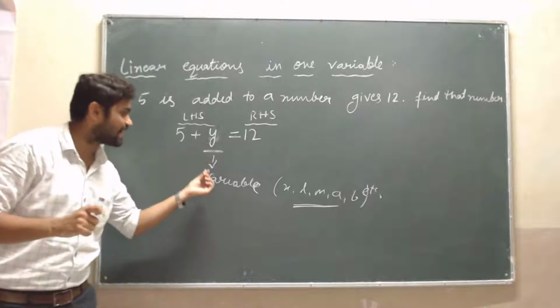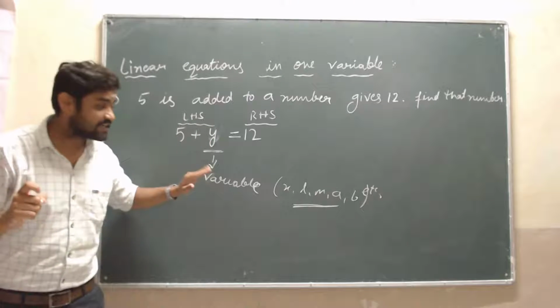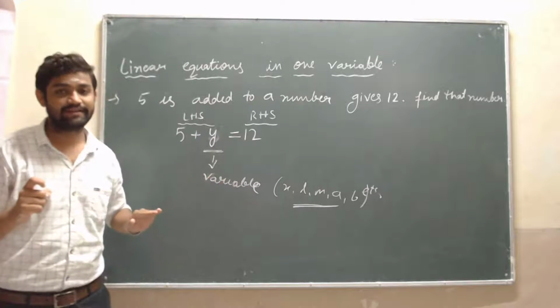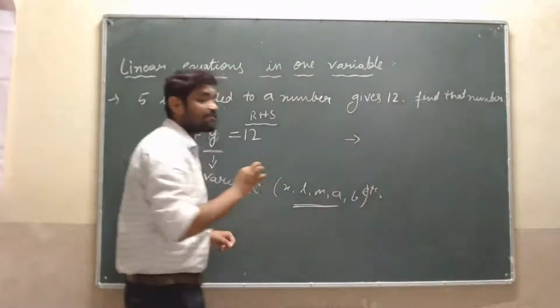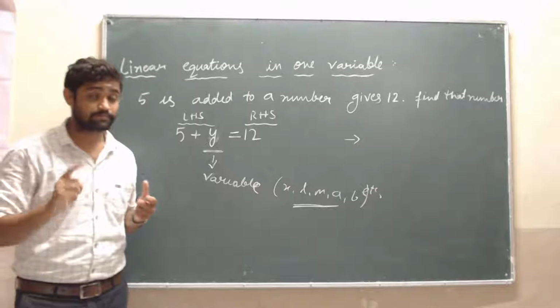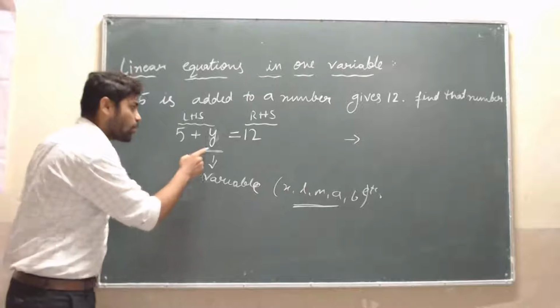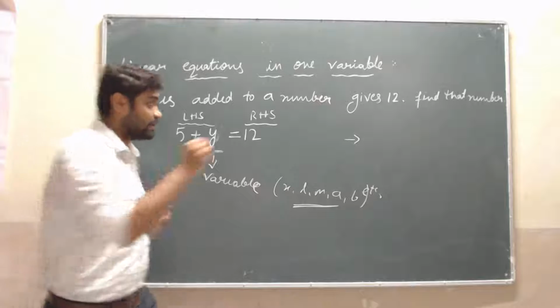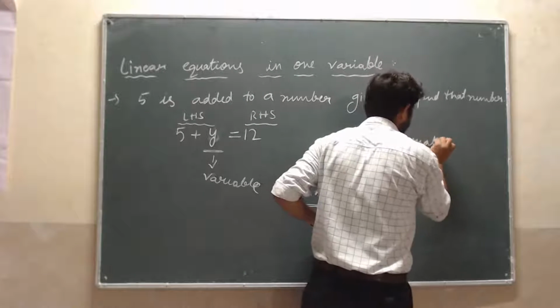And y, or x, z, whatever it may be, is denoted as a variable. See here, how many variables are present in this equation? Only one variable, that is y.